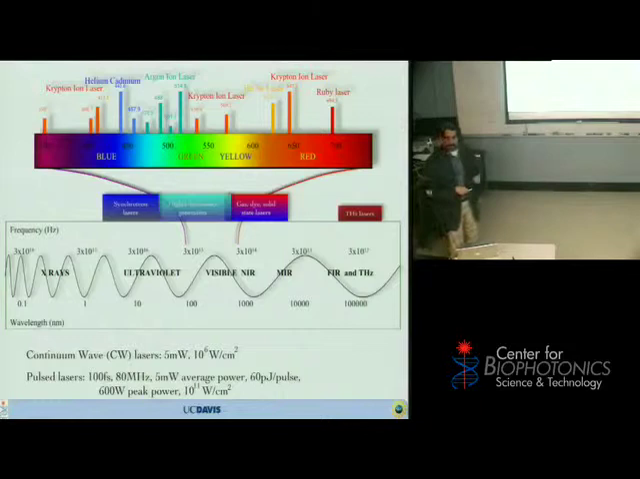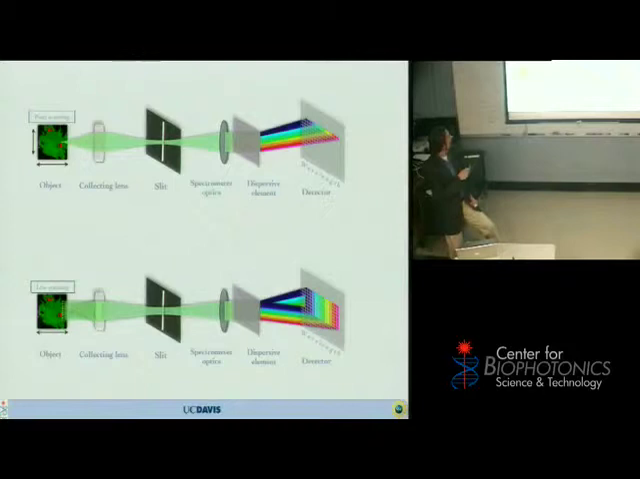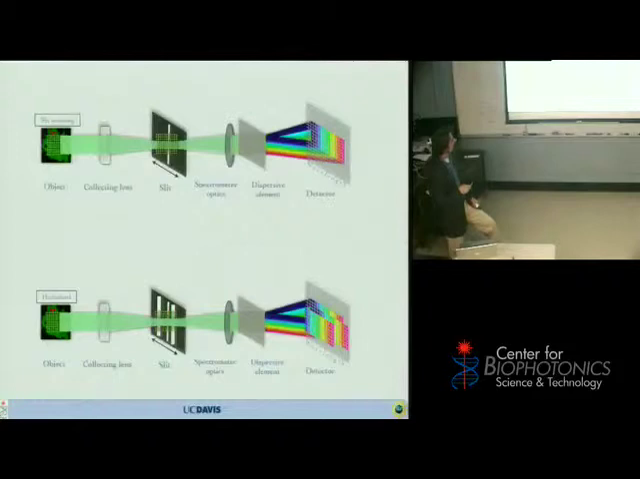Okay, and if you want to do imaging, then you can point scan your object. You scan either the object or the laser beam, a single point, or you can do line scanning. You can do slit scanning, or you can do multiple slits, recording a whole image at the same time.